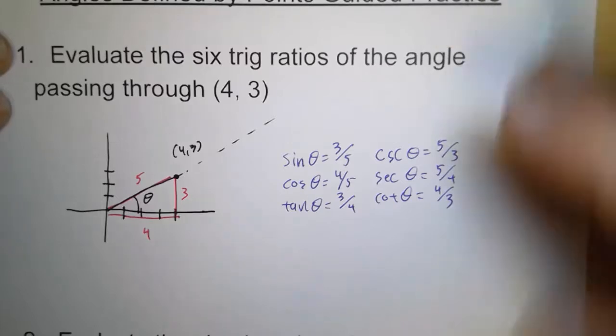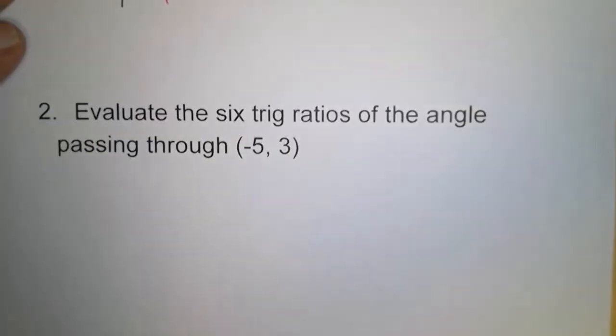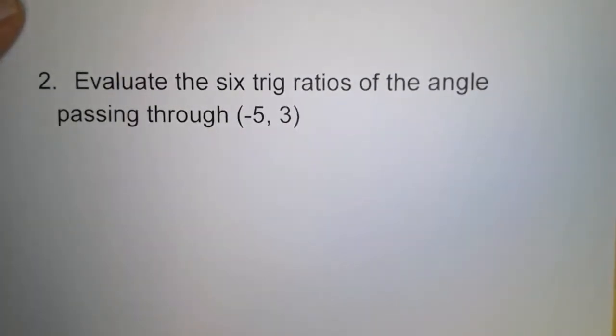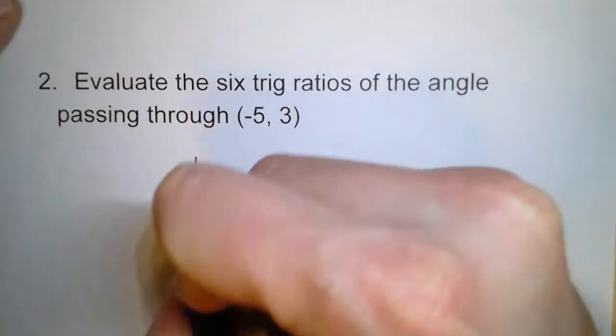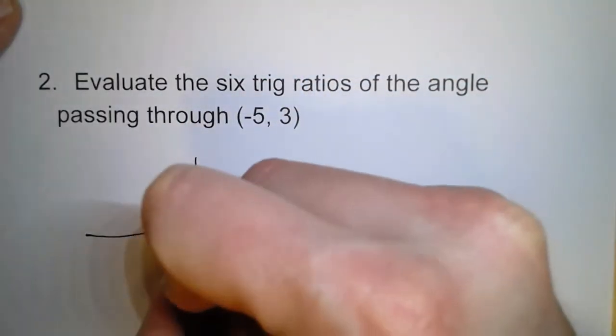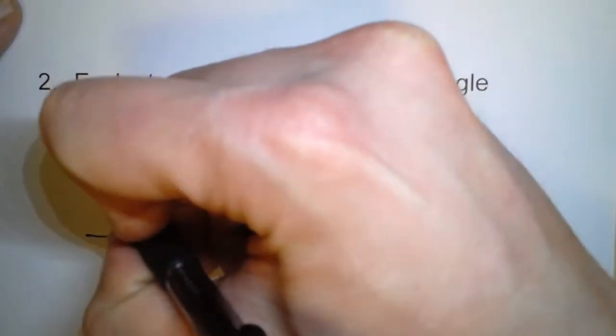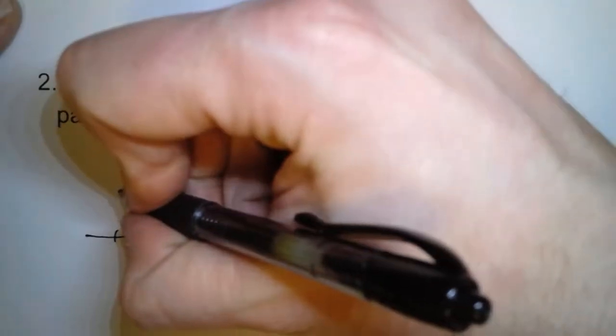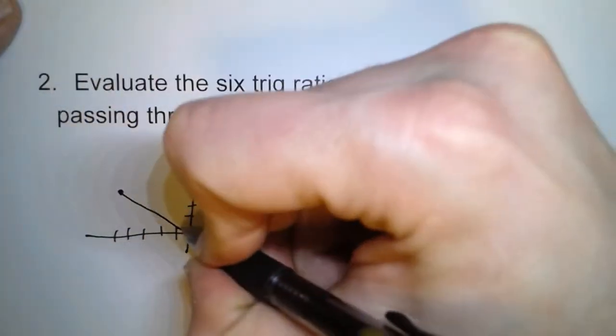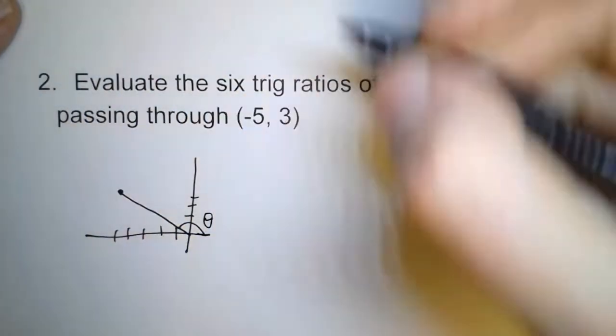So let's apply this idea to an angle that's not from 0 to 90. Here, this angle is passing through the point (-5, 3). So when we draw this, our point is over here. And the angle that we're concerned with is theta.